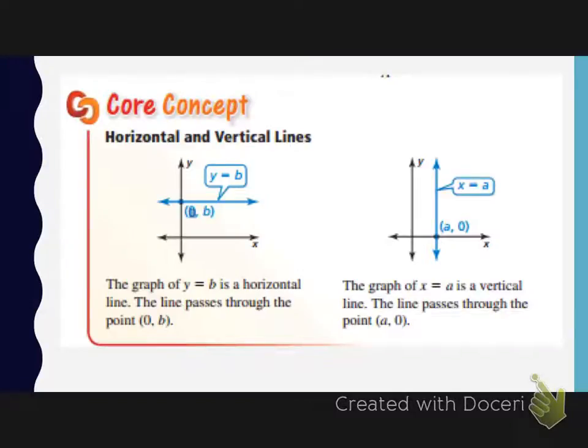Well, first we need to think about horizontal and vertical lines. The graph of y equals b is a horizontal line that passes through the point 0, b. And the graph of x equals a is a vertical line that passes through the point a, 0.